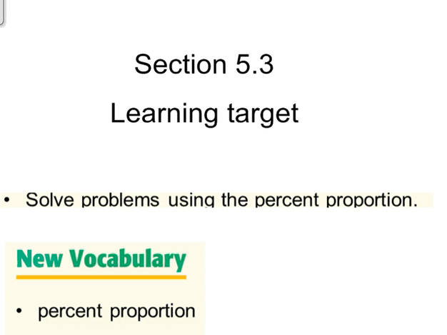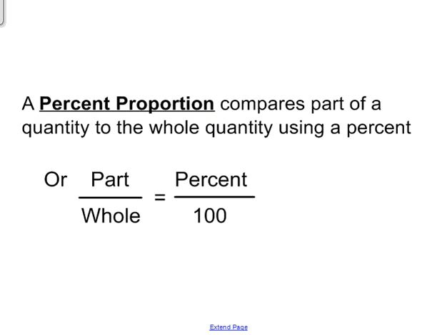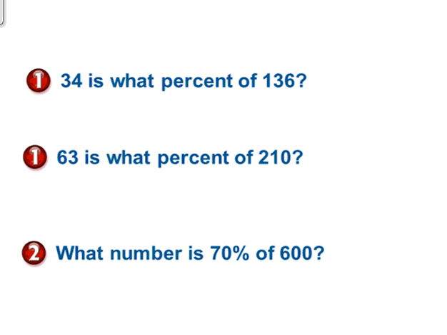Well, obviously our new vocabulary word is percent proportion. So let's get that definition down. A percent proportion compares part of a quantity to the whole quantity using a percent. So you've got the part compared to the whole is equal to the percent over 100. And we're going to be solving for various parts of that equation. Let's look at the first one.